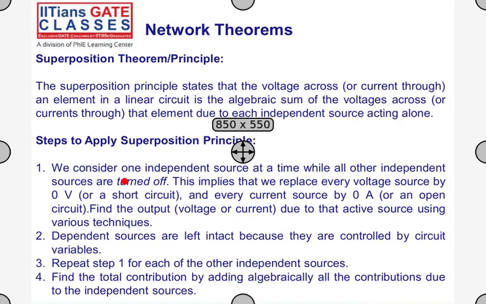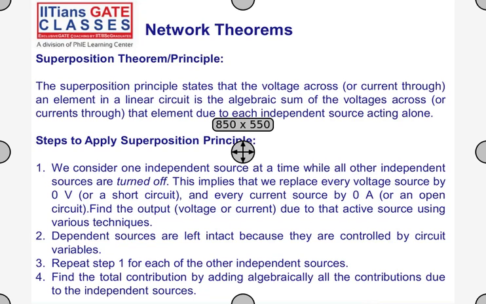Turning off an independent source, you have to understand this, or what you call killing an independent source, implies that we replace every voltage source by 0 volts, or a short circuit, and every current source by 0 amperes, that means an open circuit. So 0 volts is a short circuit, 0 amps is an open circuit. A voltage source should be shorted and a current source should be open.